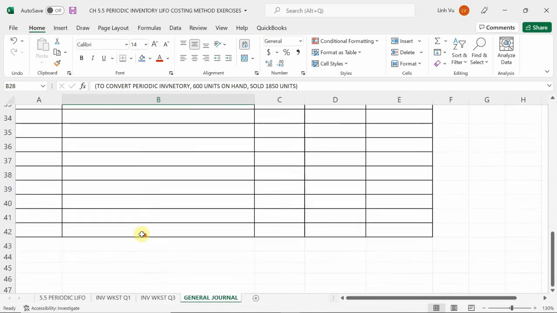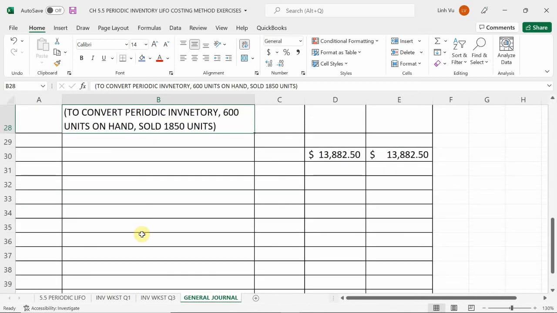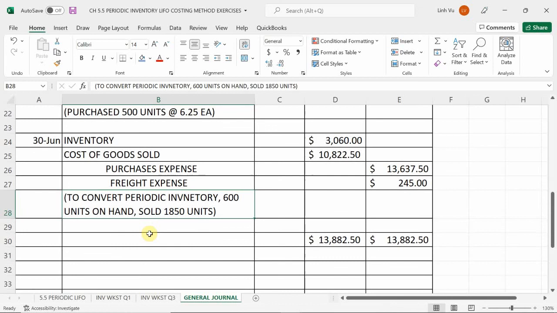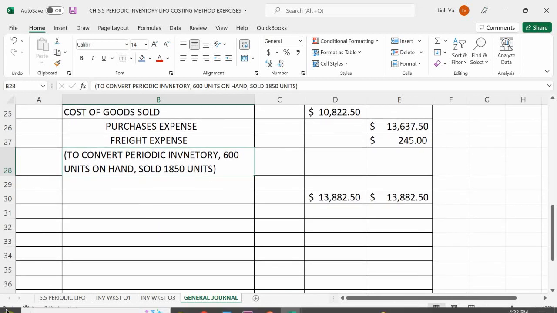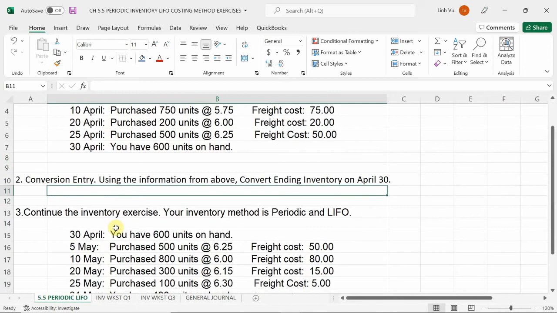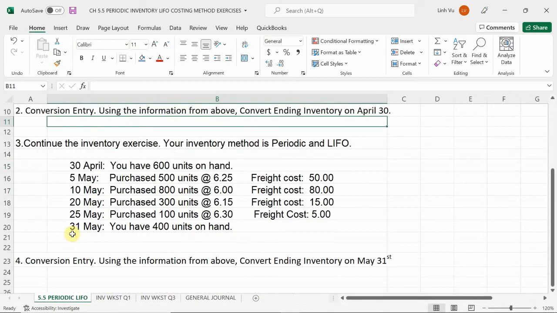Now, I'm not going to have you journalize the second transaction because it's rinse and repeat. It's the same exact journal entry. The only difference is the number. So I'm only going to have you do the conversion entry for the second time around. So let's plug in our values and start on question number 3, which is, what do you do when you have beginning inventory?